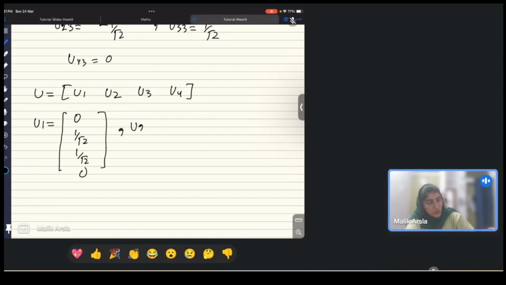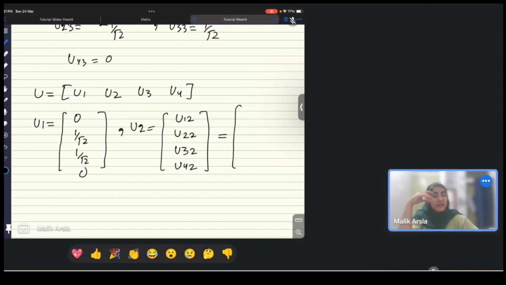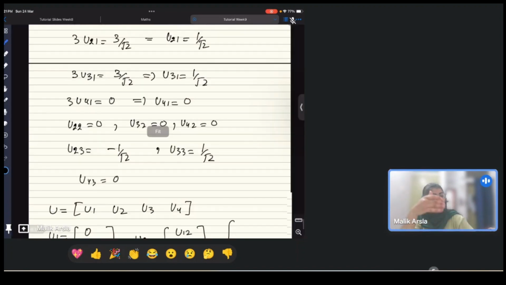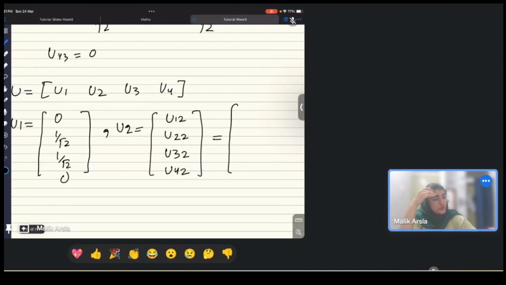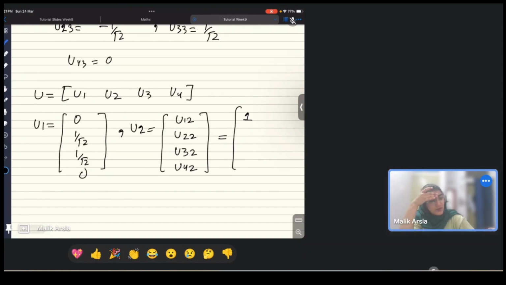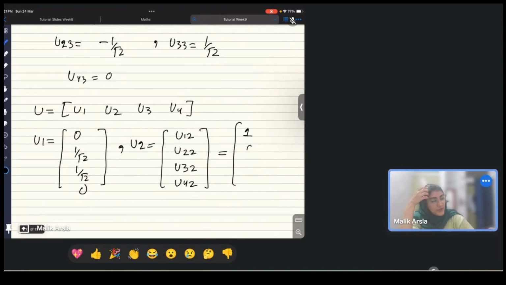Then U2, as I have calculated, will be U12, U22, U32 and U42, correct? What is U12? Tell me fast, what is U12? So U12 we got 1, right? U22 we calculated as 0, U32 we calculated as 0 and U42 we calculated as 0, correct?